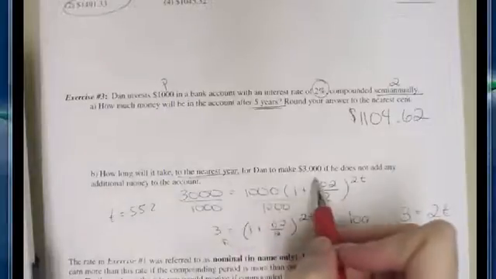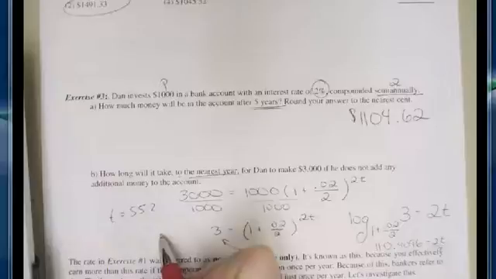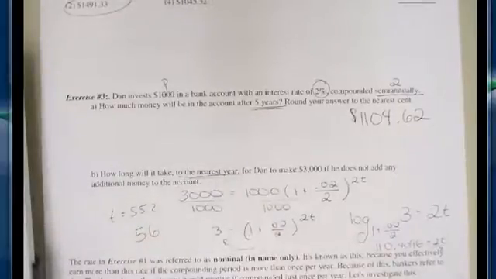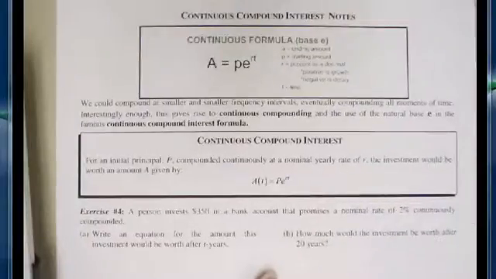To make the 3,000. At 55 years, he will not have 3,000, so we have to go up to 56 years. All right, flip over to 67.